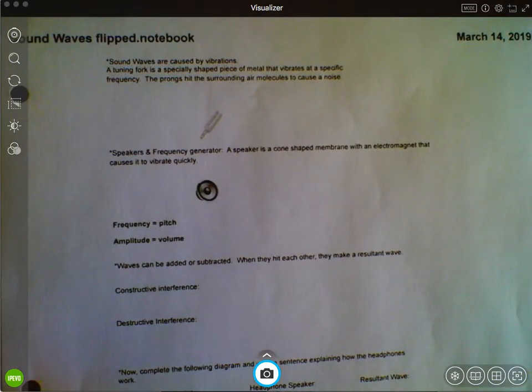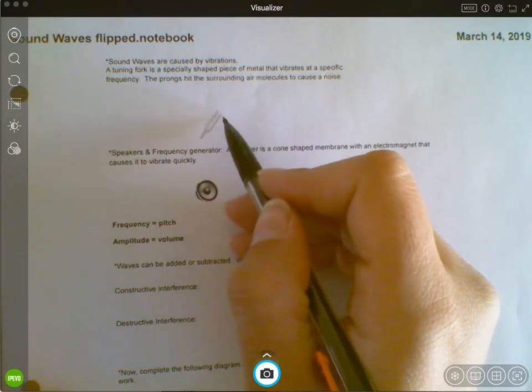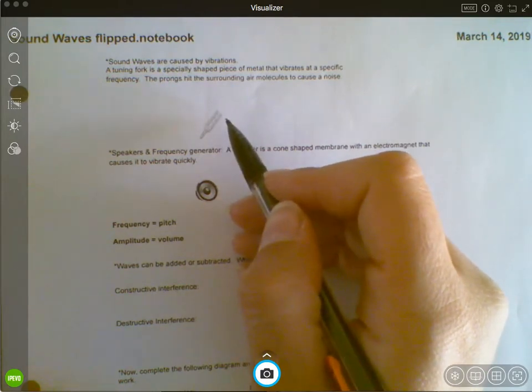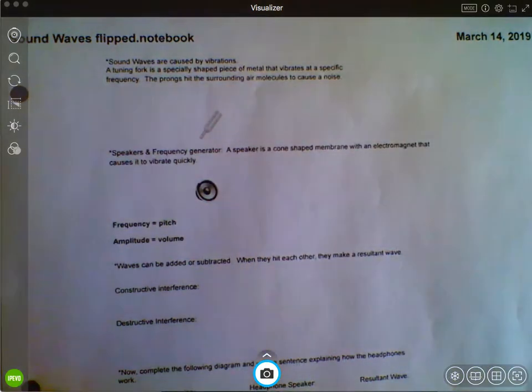Sound waves are caused by vibrations. When you speak, your vocal cords vibrate the air, and the vibrating air is what makes sound. A tuning fork is a specially shaped piece of metal that vibrates at a specific frequency. The prongs hit the surrounding air molecules, causing noise. I'll show you one of these in class, but basically if you take a piece of wood or a piece of metal and you hit this thing, it makes a little noise, all right? Because they vibrate, which vibrates the air around them, and it makes noise.